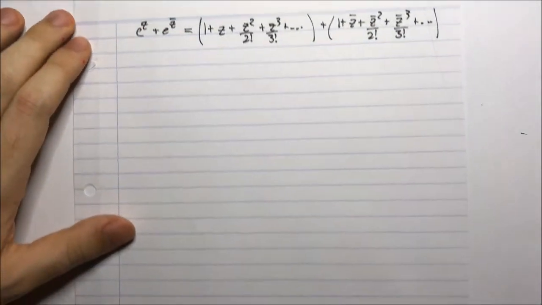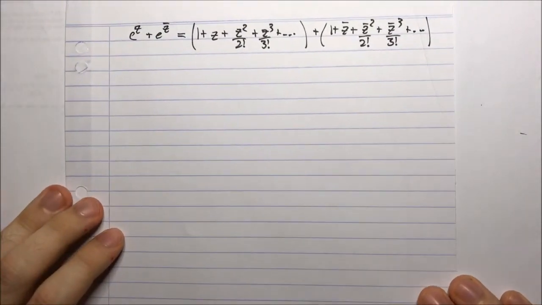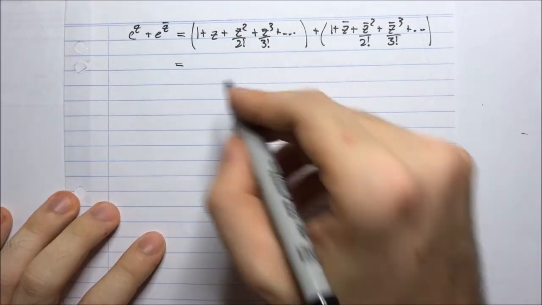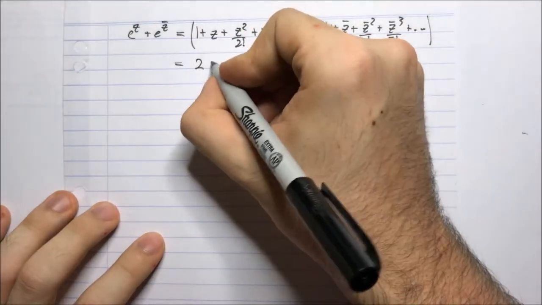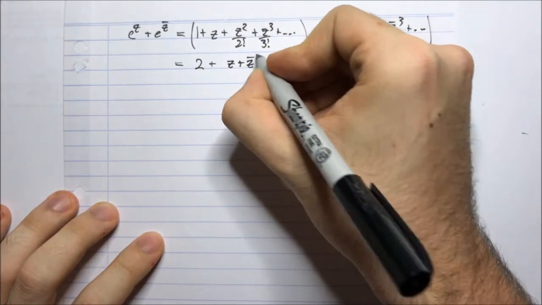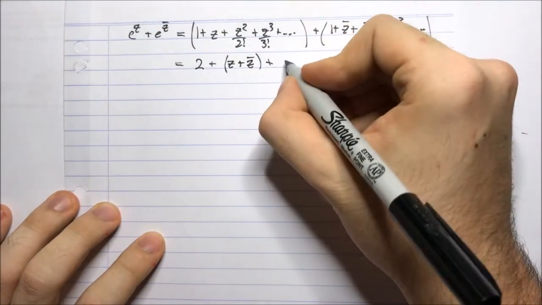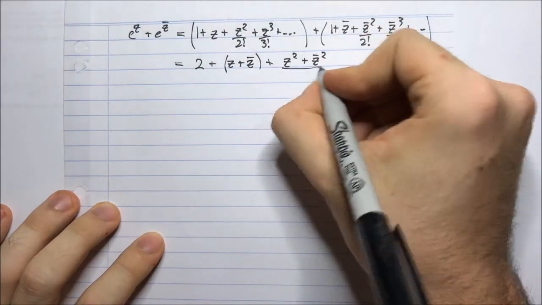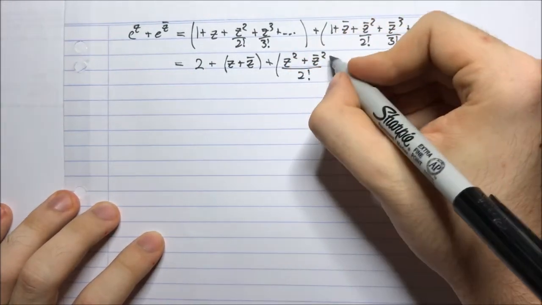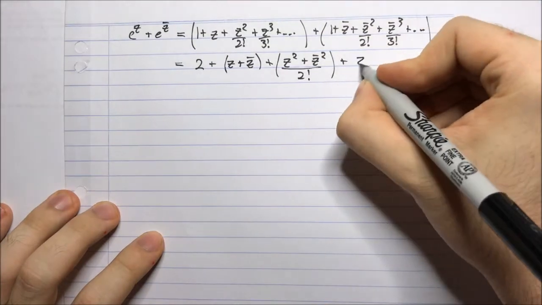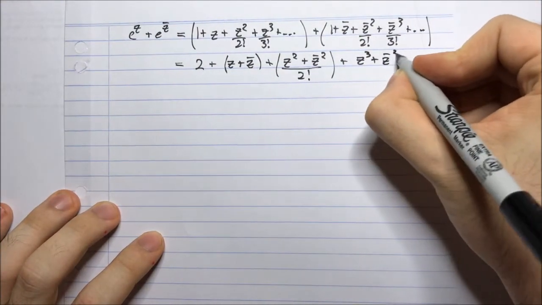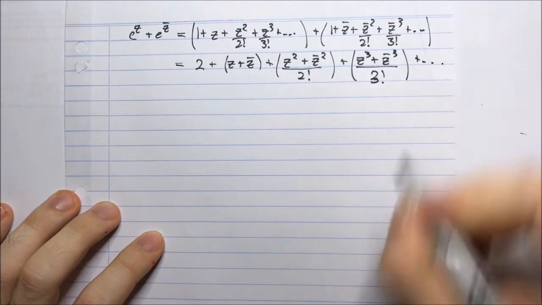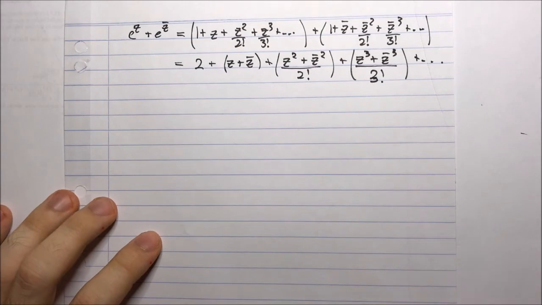Now let me move this away and continue working with what I have here. Now I will take the ones and put them together, so 1 plus 1, that's obviously 2. And then I'll have z plus z bar, plus z squared plus z bar squared over 2 factorial. And I'll put these in their own little bracket. And I'll have z cubed plus z bar cubed over 3 factorial, in its own bracket. And so on off to infinity.